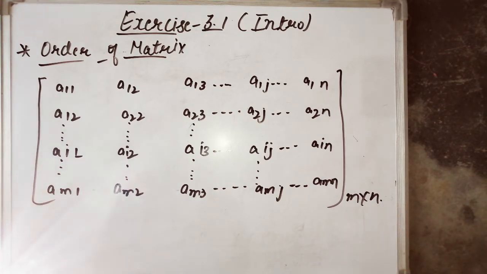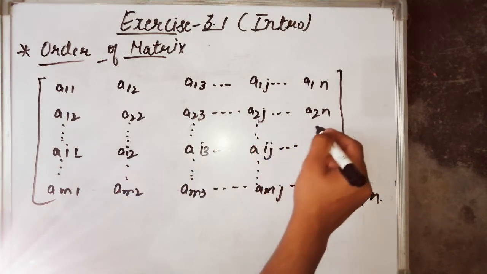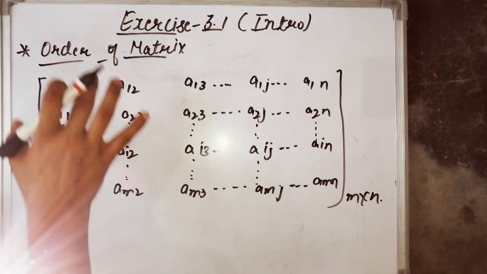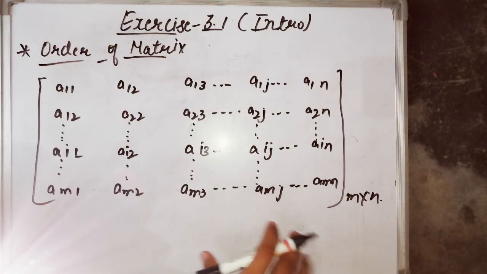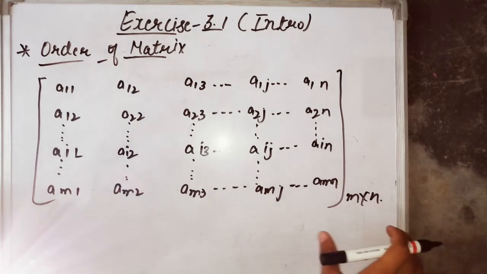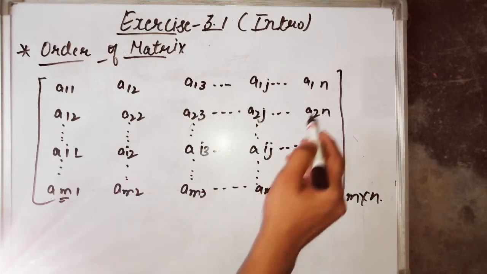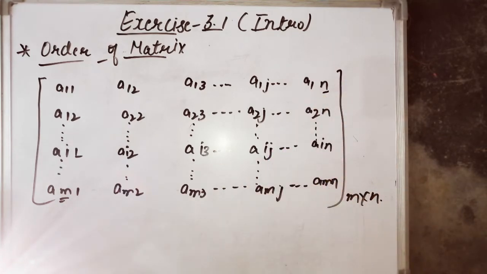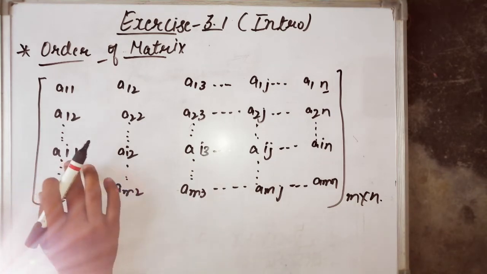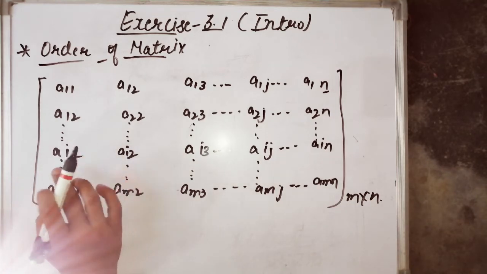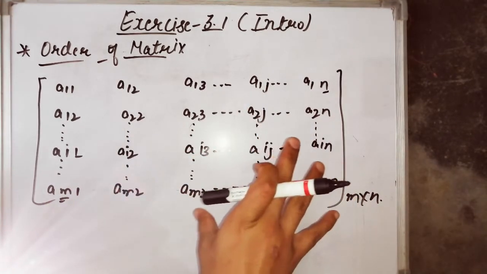Okay, now let's see what I have made here. This is the first element of this matrix, and this matrix consists of m number of rows, which I have written here, and n number of columns. Now let's see why I have made dots here. I have written some imaginary numbers like i, m, j, and n. What do these imaginary numbers mean?